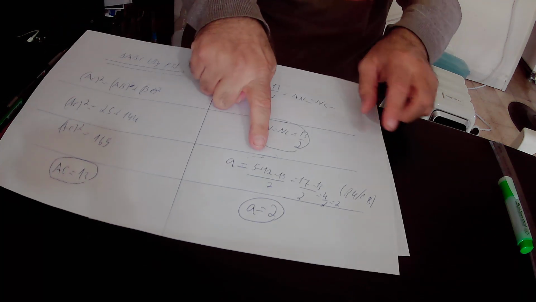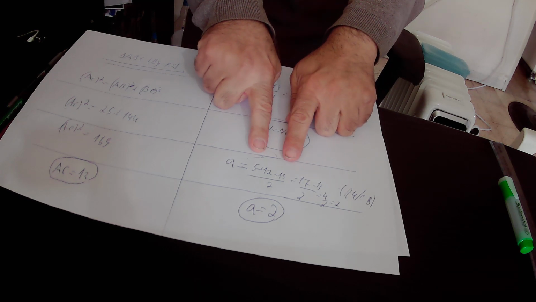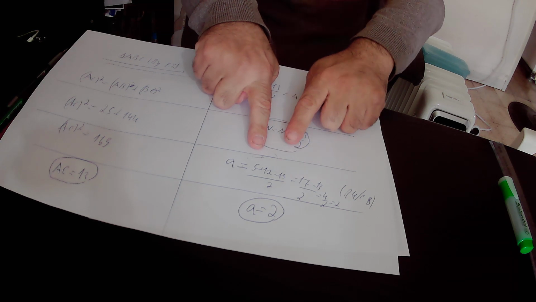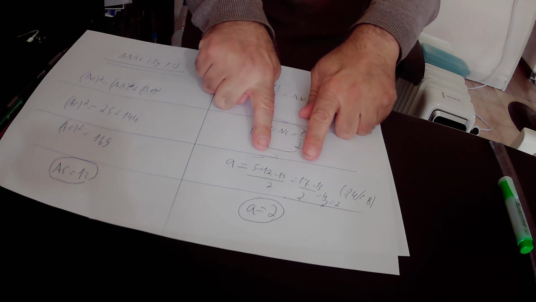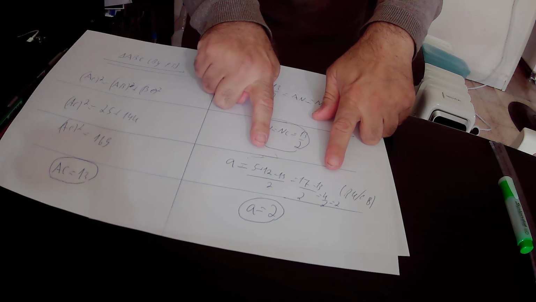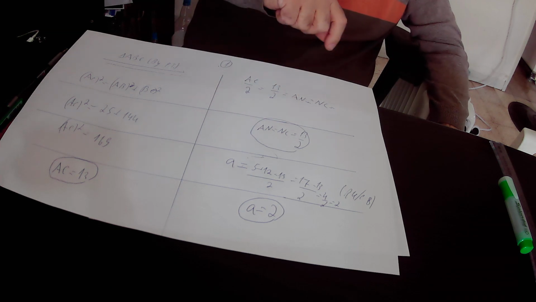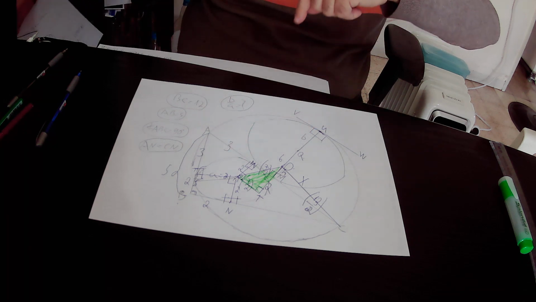AB equals 5 units, BC equals 12 units, and the hypotenuse AC equals 13. So it is (5 plus 12 minus 13) over 2. 5 plus 12 is 17, 17 minus 13 is 4. So A equals 4 over 2, that is 2. So we found out that the radius A equals 2 units in length. The radius of this circle, A, equals 2 units in length.